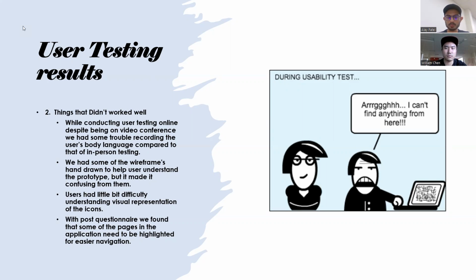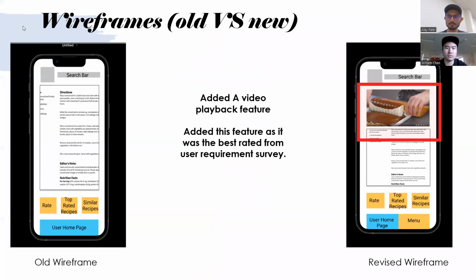With our post questionnaire, we found that some of the pages needed to be highlighted for easier navigation. Some of the users had trouble navigating through pages because they thought there were too many steps involved. So after we saw feedback from questionnaires, user personas, and user testing, we updated and improved our wireframes.